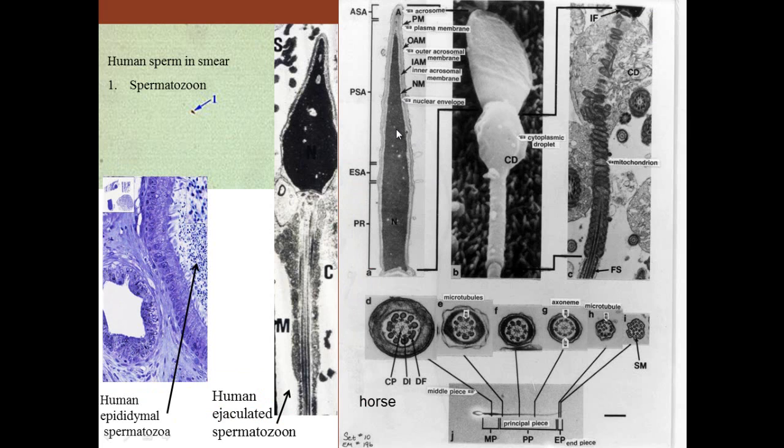If we look at the head of the sperm, we can see the nucleus, the nuclear membrane, the inner acrosomal membrane, the outer acrosomal membrane, and then the plasma membrane surrounds the whole works. Later on, we'll talk about the acrosome reaction, where the plasma membrane fuses with the outer acrosomal membrane, and that would discharge the enzymes that are in the acrosome.